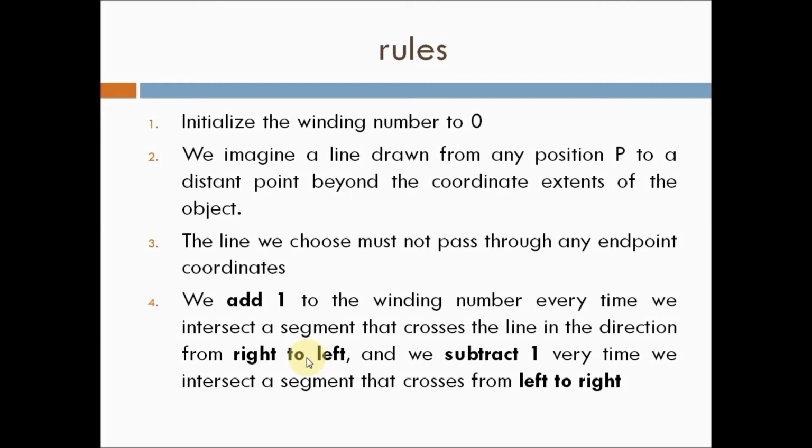When you have to add 1 to the winding number: when a line segment crosses the line in the direction from left to right, that means clockwise. And we subtract 1 every time a line segment crosses from left to right. Sorry, left to right means clockwise, and right to left means counterclockwise or anti-clockwise. I will take up the example now. Definitely you will understand.